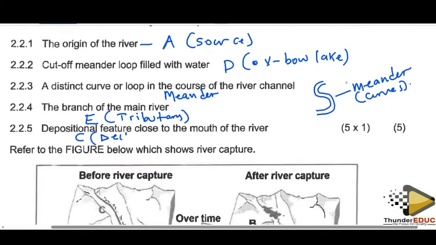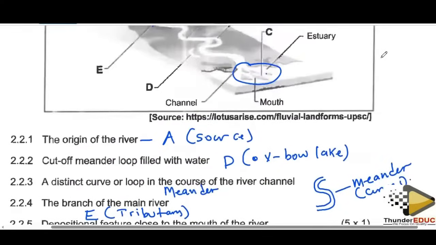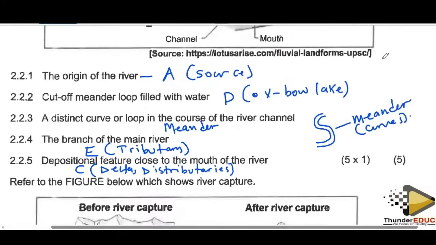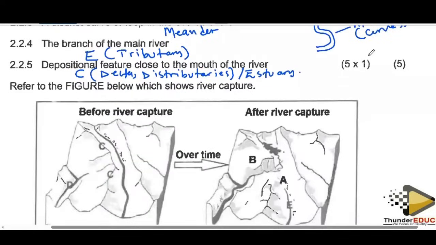Call it a delta, or distributaries, because all these are found close to the river mouth. Delta, tributaries, or the estuary. So all those are found close to the mouth of the river. Let's proceed to question.